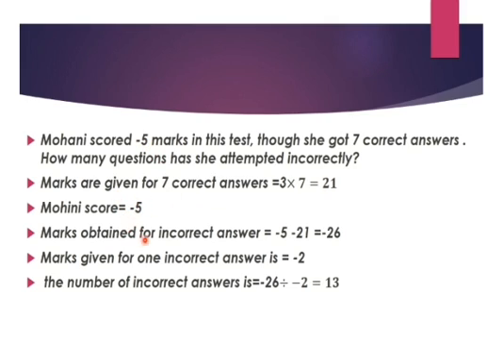Then the marks obtained for incorrect answers is minus 5 minus 21. We get minus 26. Minus 26 is the total marks in incorrect answers. For one incorrect answer, the marks given is minus 2. Then the total number of incorrect answers is minus 26 divided by minus 2. Both negative, we get a positive answer. 26 by 2 is 13. And 13 questions she attempted incorrectly.